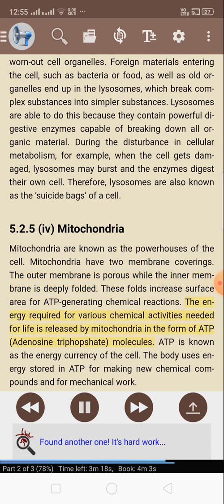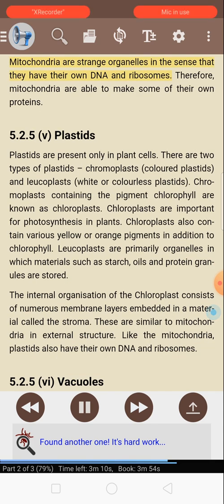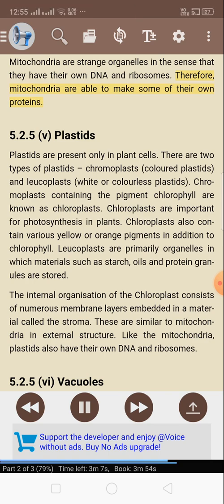The energy required for various chemical activities needed for life is released by mitochondria in the form of ATP, adenosine triphosphate molecules. ATP is known as the energy currency of the cell. The body uses energy stored in ATP for making new chemical compounds and for mechanical work. Mitochondria are strange organelles in the sense that they have their own DNA and ribosomes. Therefore, mitochondria are able to make some of their own proteins.